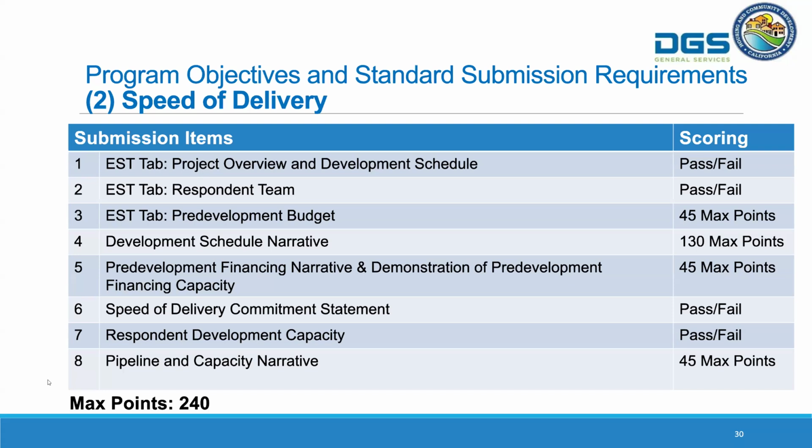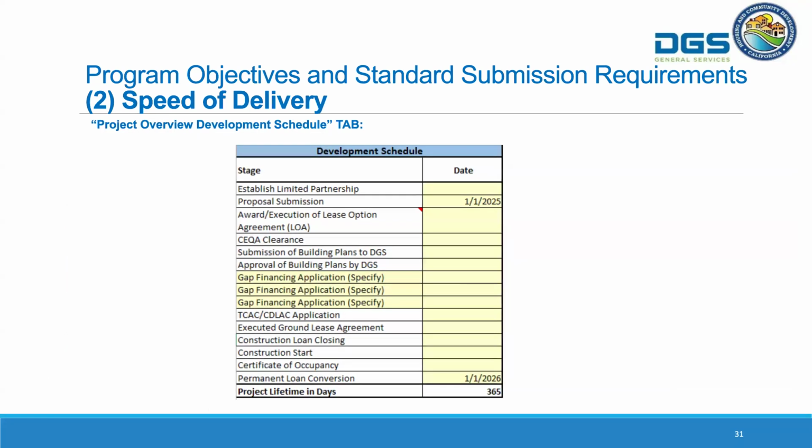If you go to the next slide, please. Okay, this is a screenshot of a portion of the project overview sheet in the EST, showing just the development schedule that you will populate with dates in your submission. I want to give some context to help with everybody's proposals. First of all, I don't mean to imply by putting this on the first row that you need to establish a limited partnership in order to apply. You do not need to establish a limited partnership to apply.